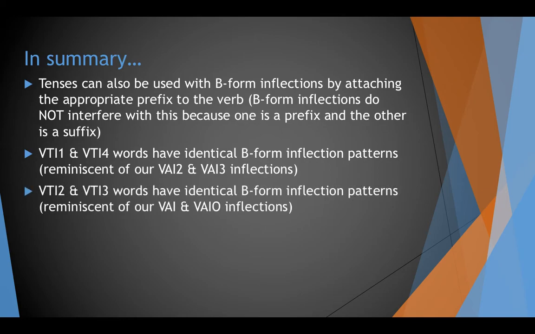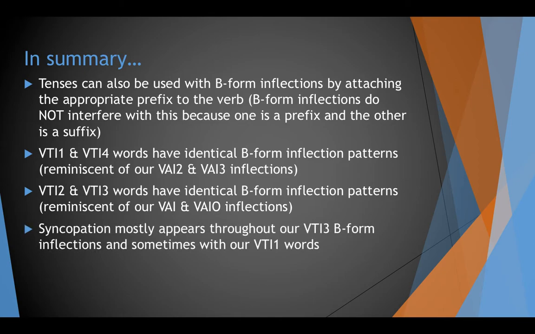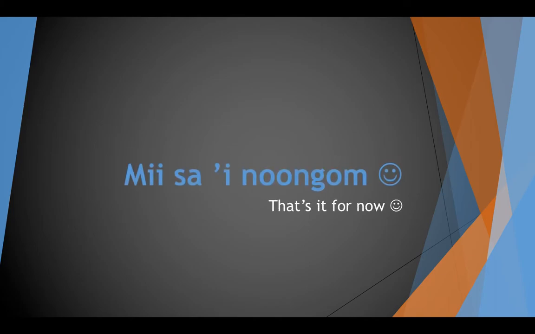VTI 2 and 3 words have identical B form inflection patterns as well, and they are reminiscent of our VAI and VAO inflections, where they would use that Y sound: yan, yun, yang, young, etc. Syncopation mostly appears throughout our VTI 3 B form inflections and sometimes for our VTI 1 words. So misaye nongum, that's it for now. And now we're going to go into our worksheet so you know what's expected.